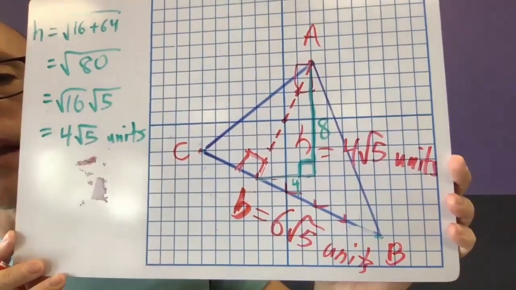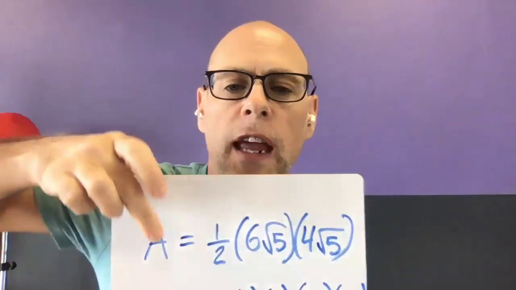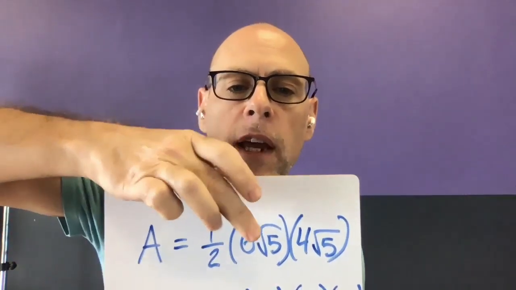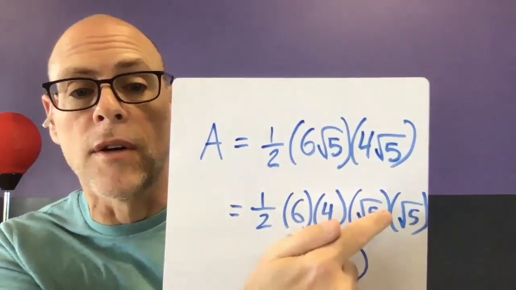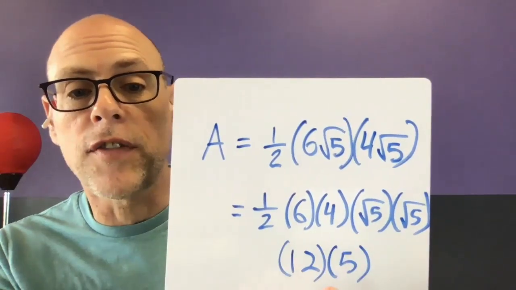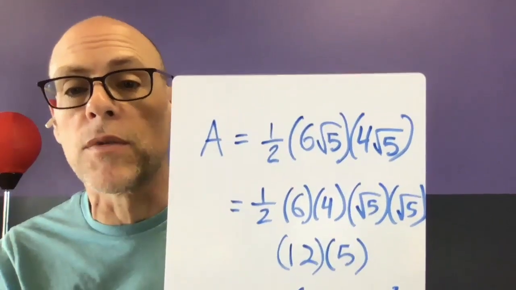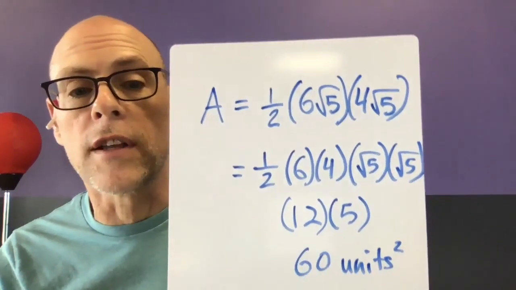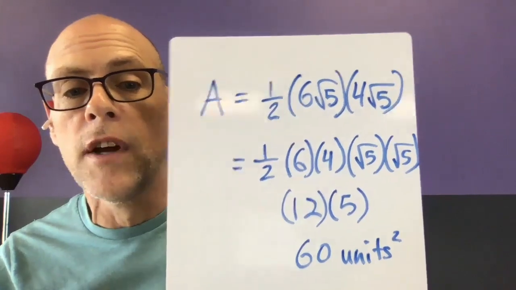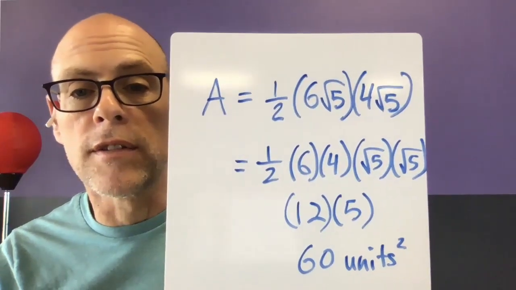So can we go ahead and find the area of this triangle? The area is 1/2 base times the height. So square root of 5 times square root of 5 is 5. 6 times 4 is 24, and half of that is simply 12. So to find the area of this triangle, we simply do 12 times 5, or 60 units squared.